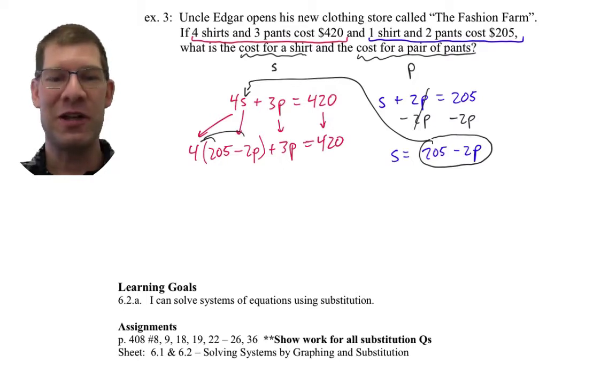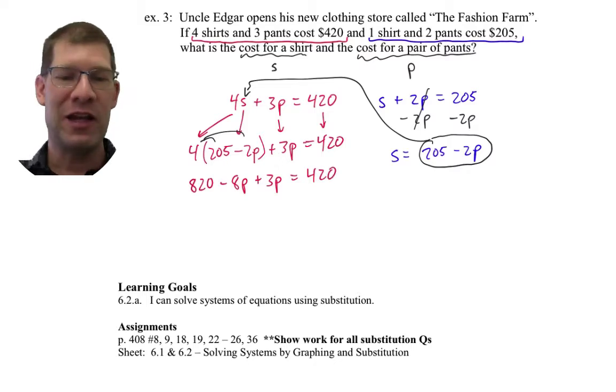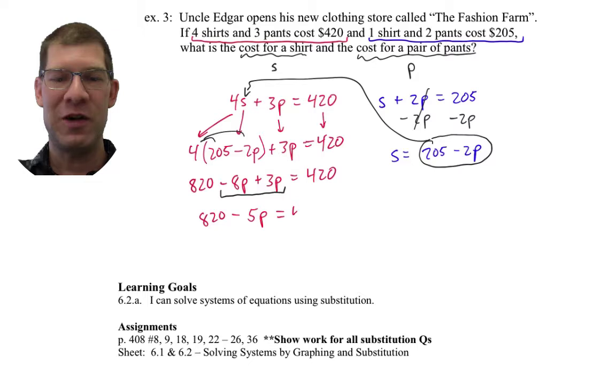So I'd start by distributing. That's going to be easiest, I believe. And 4 times 205. So 4 times 200 is 800. 4 times 5 is 20. So 820 minus 8p plus 3p equals 420. So now that we got rid of those parentheses, we could go through and combine like terms. So I have a negative 8p and a positive 3p. It's going to give me a negative 5p. So 820 minus 5p equals 420.